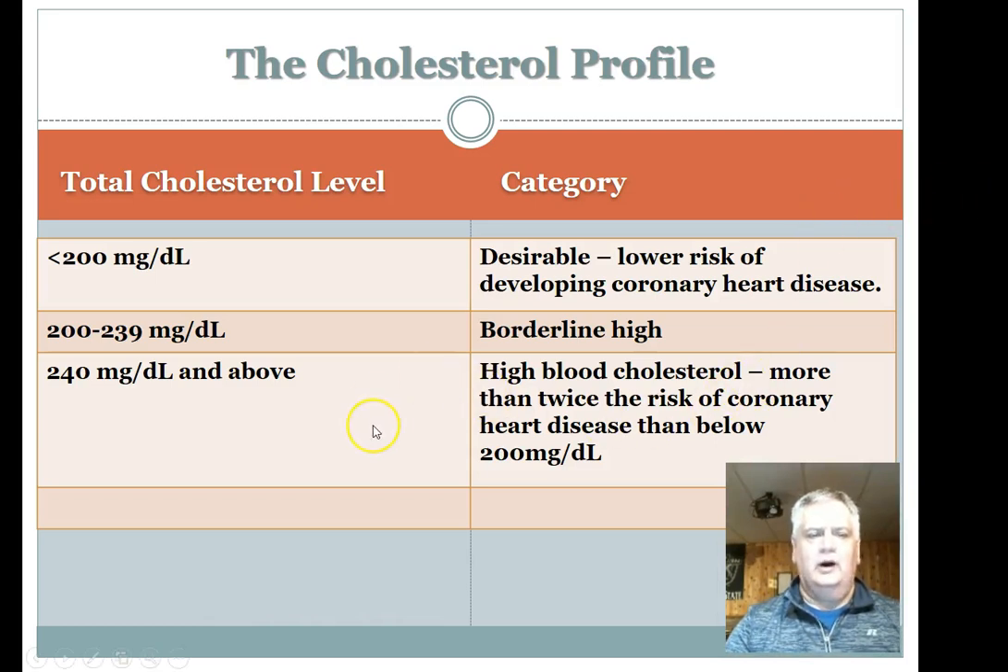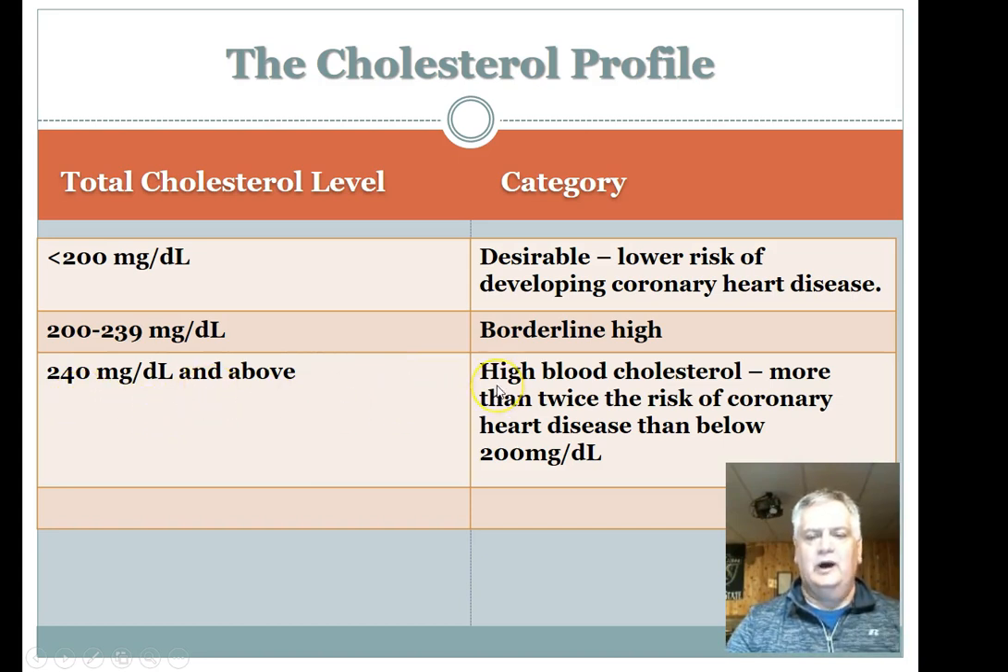For now, though, we can take a look at what we call the cholesterol profile. This is important for healthcare providers to understand. So over here on the left side, we have the total cholesterol level. We like it to be less than 200 milligrams per deciliter. This is considered to be desirable. And when the cholesterol level is below 200 milligrams per deciliter of blood, that's considered a lower risk for developing coronary heart disease.